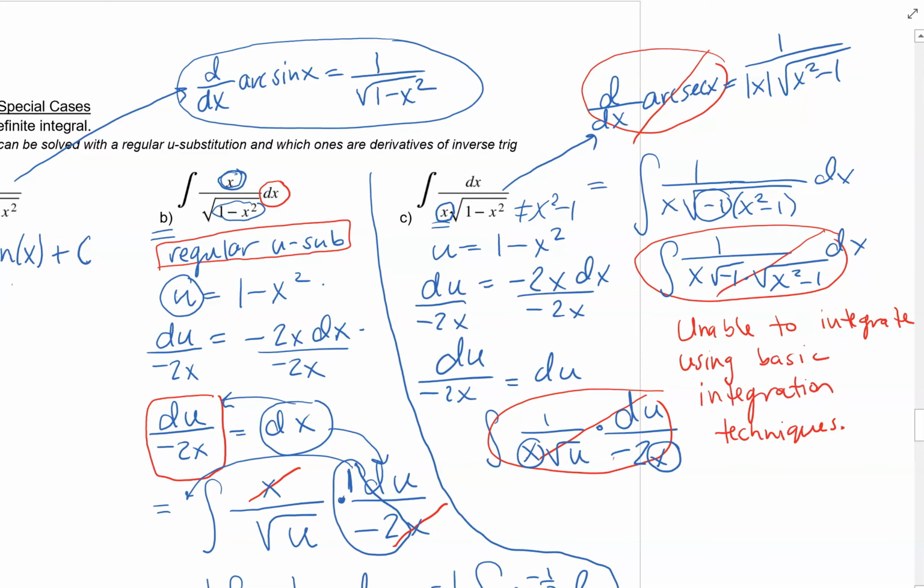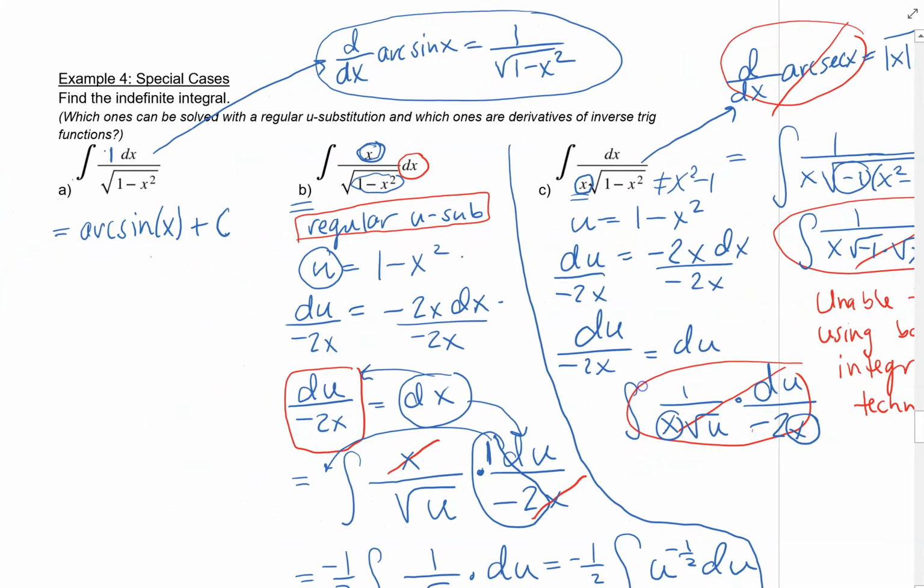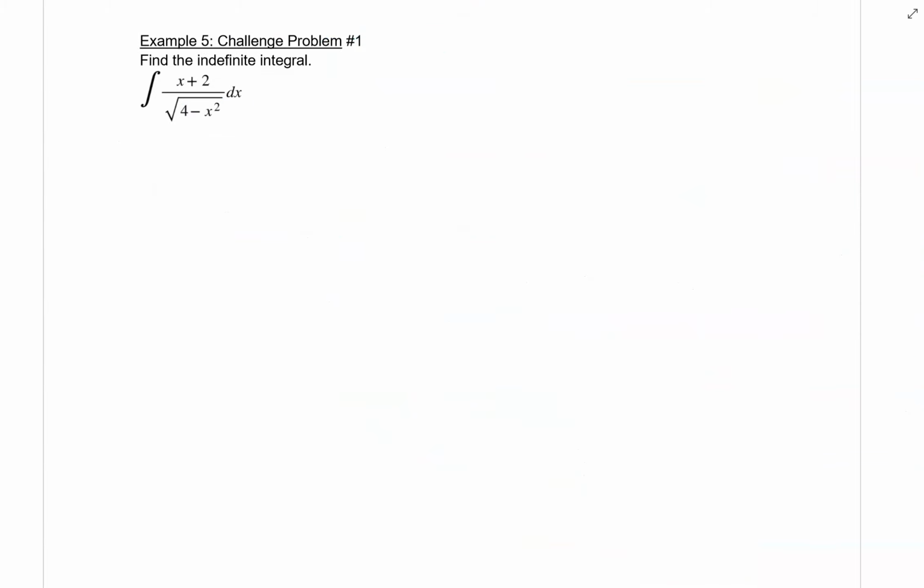So we need to be able to recognize, because it looks so similar to A and B, but it was actually different enough to the point where we weren't even able to take the antiderivative of it. And A and B look very similar, but A required inverse trig and B did not. So it's all about our ability to recognize when we need inverse trig, when we don't, and when we can't even use inverse trig. So now we come to example 5, which is our first challenge problem, because again, this is quite difficult to recognize.